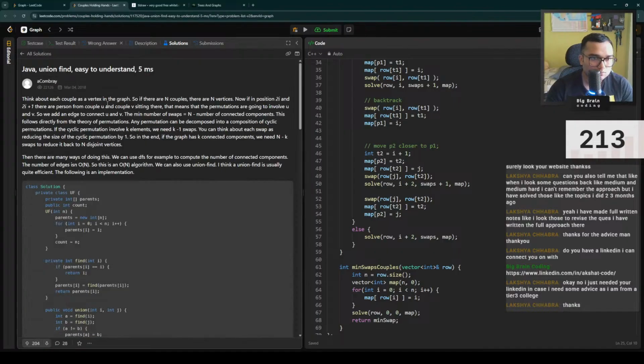Think about each couple as a vertex in the graph. So if there are n couples, there are n vertices. Now if in position 2i and 2i plus 1, there are persons from couple u and couple v sitting there, that means that the permutations are going to involve u and v. So we add an edge to connect u and v. The minimum number of swaps is n minus the number of connected components. This follows directly from the theory of permutation. Any permutation can be decomposed.